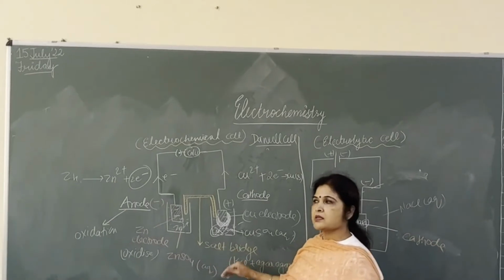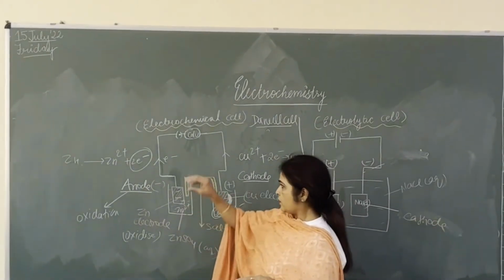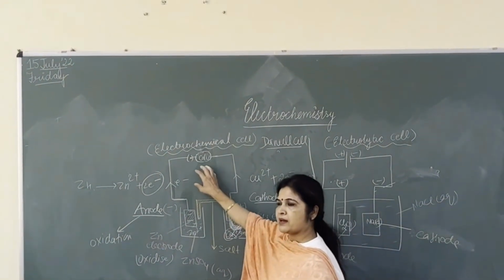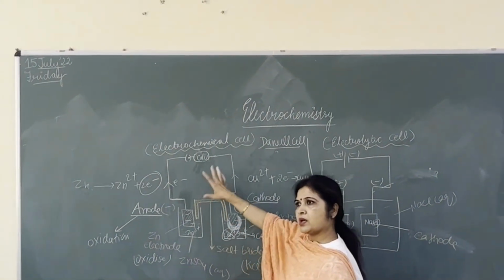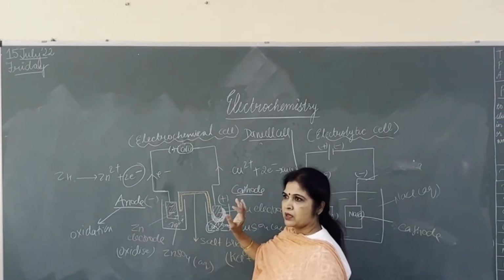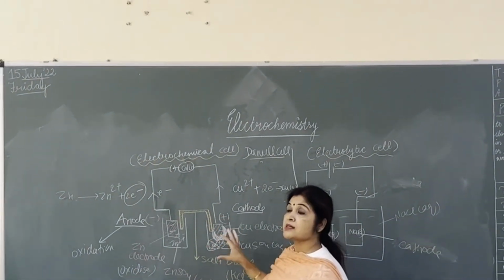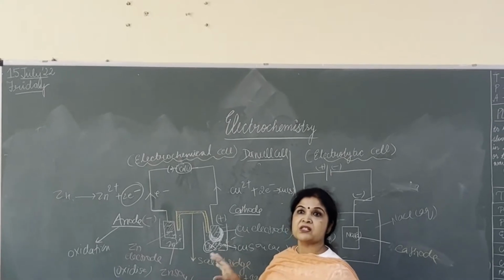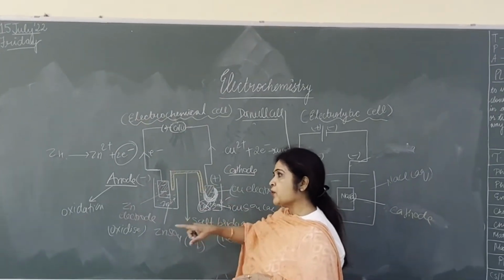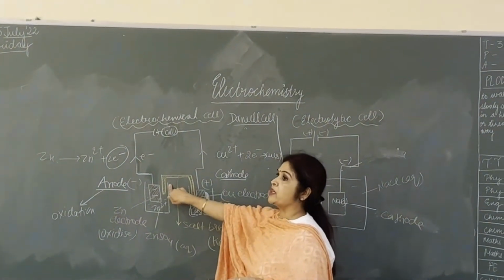And this is the reason when you are taking zinc electrode, copper electrode, connecting to the galvanometer and everything, you see there is no deflection in the galvanometer. Why? The circuit is still not complete. It is incomplete. So what is one thing more required? The very, very important thing required, that is salt bridge.